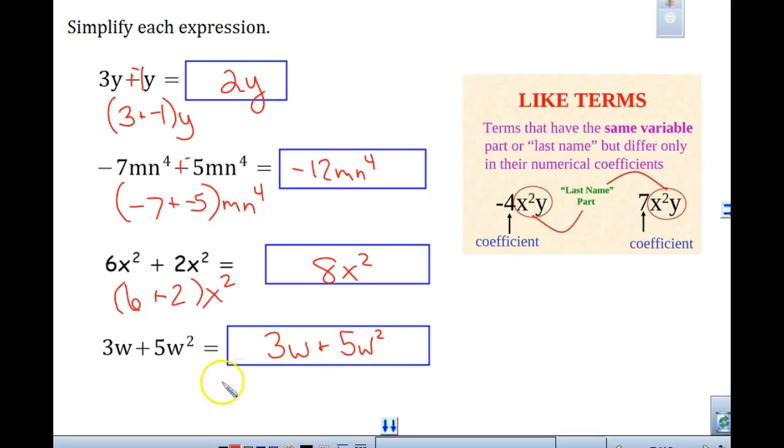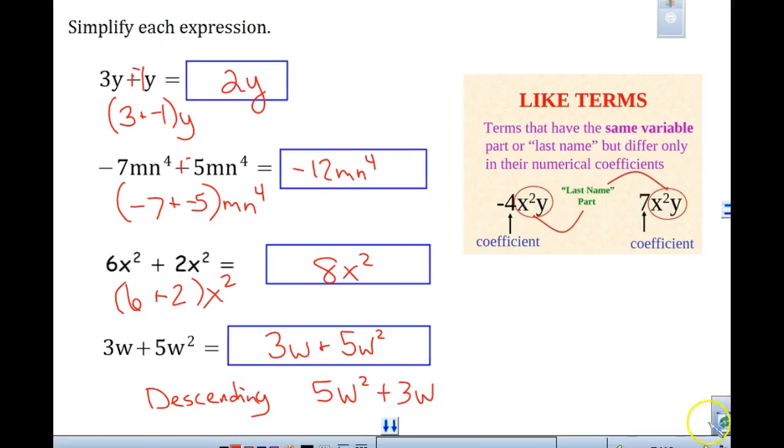And actually, if I was going to put it in the descending order that I talked about, this is one that I would have put the 5w squared first because it's a larger exponent, plus 3w. Plus, remember, commutative property, you can switch them around at any time, right? But I would just take the same problem right now.